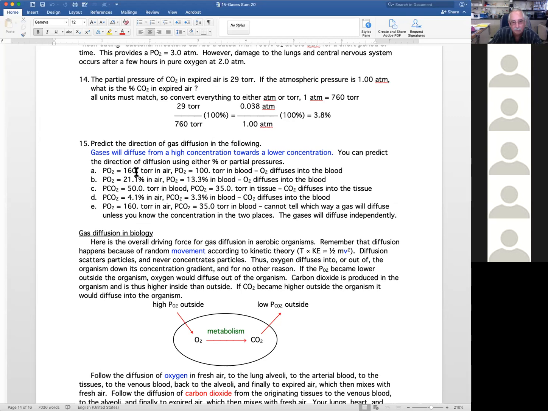And I simply converted the torr into percent just to show you that, yeah, you can use either torr, you can use partial pressures in any manner you want, also in terms of percent. So partial pressure of CO2 is 50 torr in the blood, it's 35 torr in the tissue. Where's it going to go? Into the tissue. And you may be thinking, well, we don't want that. And you know what nature is thinking? Oh, we don't care about you because we don't know you exist. We're just nature. That's what gases do.